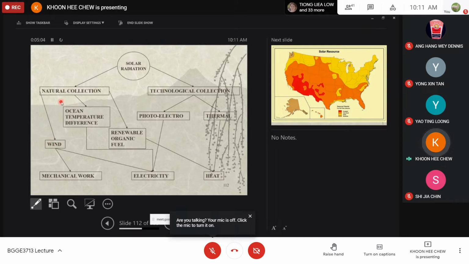Okay, so this is natural collection. Then another one is technological collection, in which we do not depend on the natural situation. We use a technology to harvest the solar energy. For example, we can use thermal, or we use the photovoltaic cell, the solar cell, to harness electricity. If we use a PV cell, then we can generate electricity. If we use a thermal transmission one, this one can only produce heat.